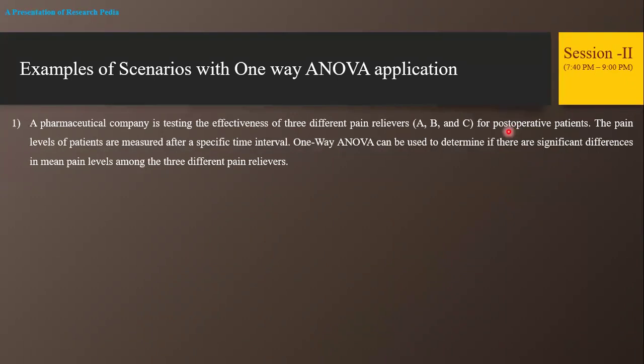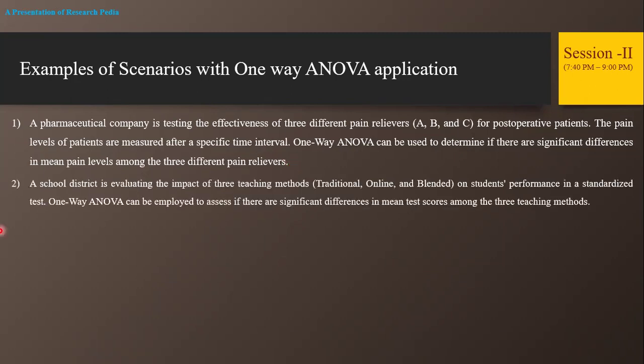for post-operative patients. The pain levels of patients are measured after a specific time interval. One-way ANOVA can be used to determine if there are significant differences in mean pain levels among the three different pain relievers. So this is a situation where more than two categories of the data, in terms of pain relievers, can be compared with the specific time, or the time to relieve from the pain.